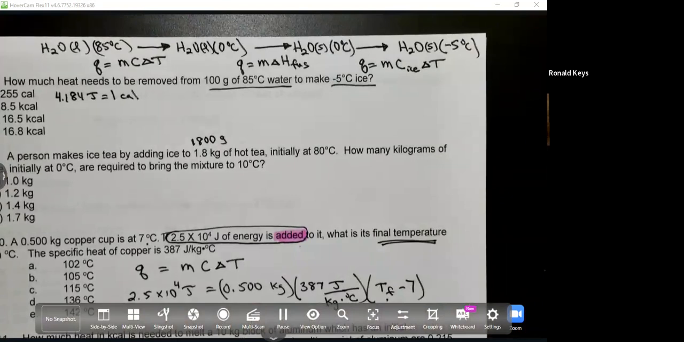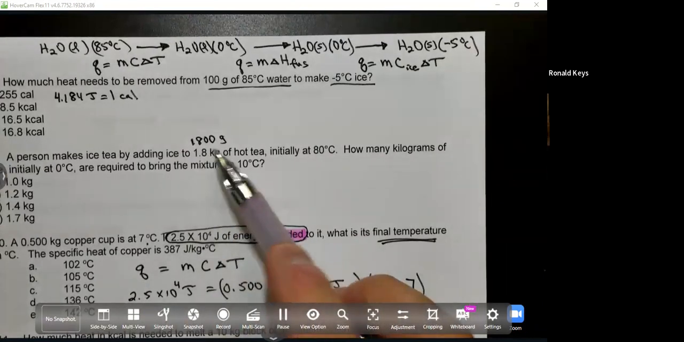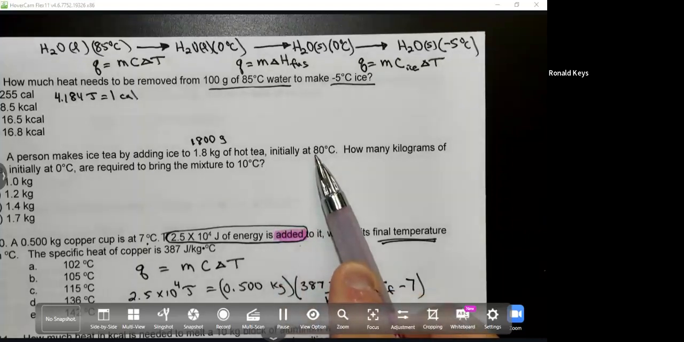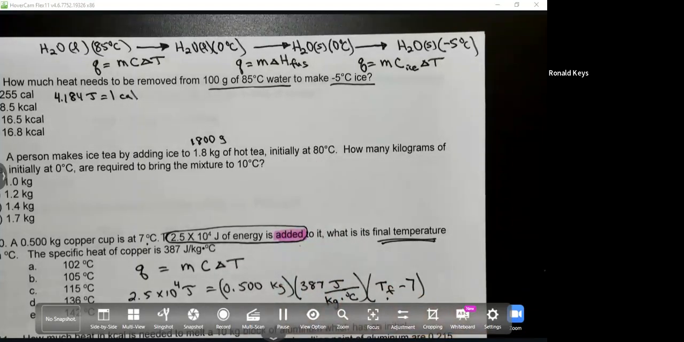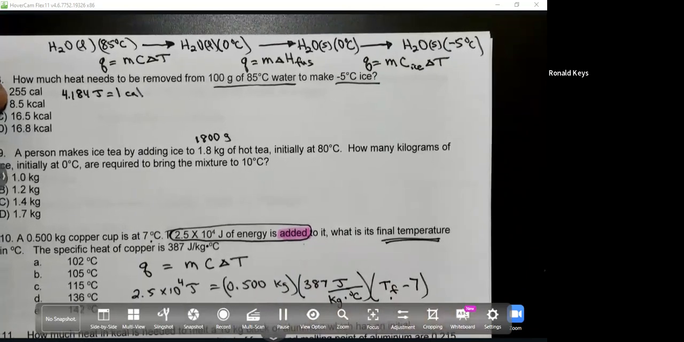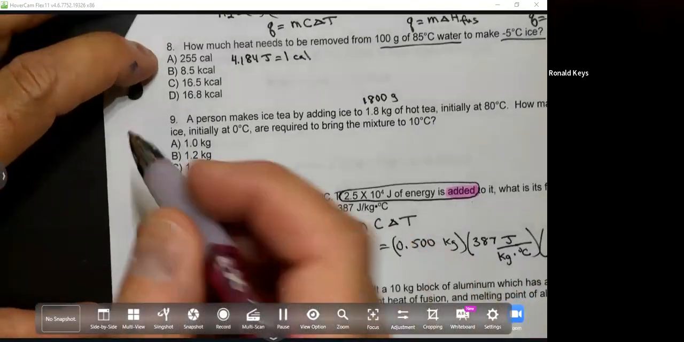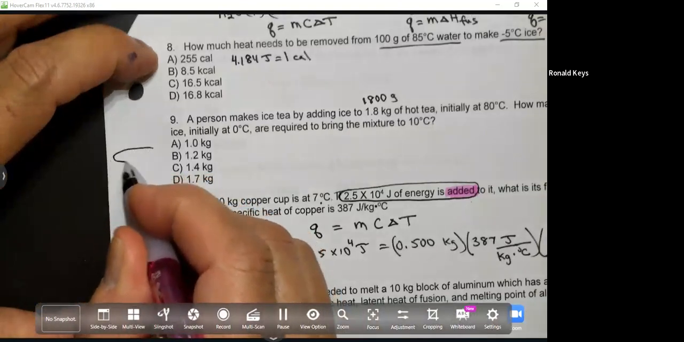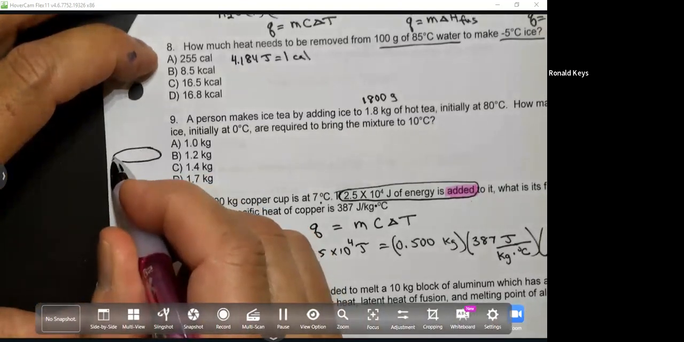Number 9, a person makes iced tea by adding 1,800 grams of hot tea initially at 80 degrees. How many kilograms of ice are required to end up at 10 degrees? Okay, let me see if I can do a little drawing over here, to get a picture of what we're looking at.